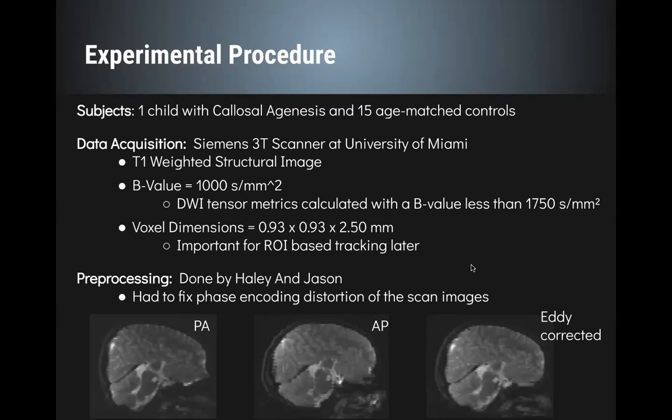They had to fix the phase encoding distortions, which is basically how you acquire the slices in the MRI will distort the image. So if you collect them in the posterior anterior direction, you see that it's kind of smushed the back of the brain, and the anterior posterior direction is kind of extended towards the back of the brain. And then Haley made this a script and Jason fixed this distortion down here.